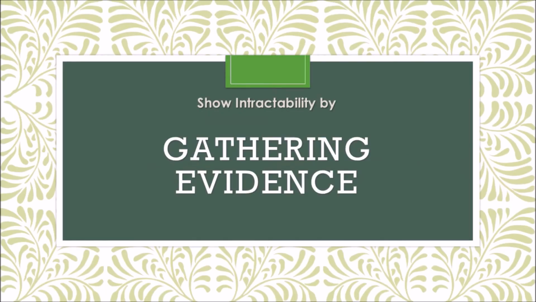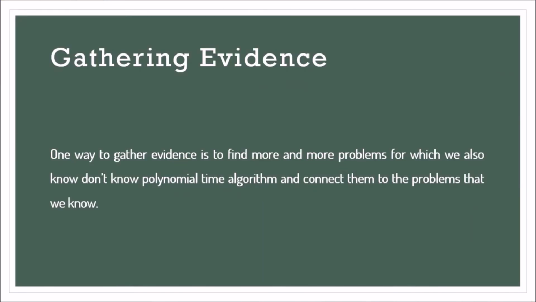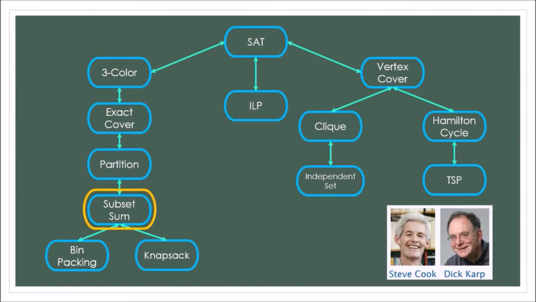We will use gathering evidence to show it is intractable. One way to gather evidence that they are intractable is to find more and more problems for which we also don't know polynomial time algorithms and connect them to the problems that we know. Here is the chart of connected problems by Steve Cook and Dick Karp. All these problems have no polynomial time algorithm so far, and one of them is the subset sum problem.